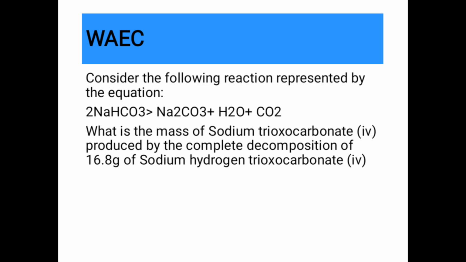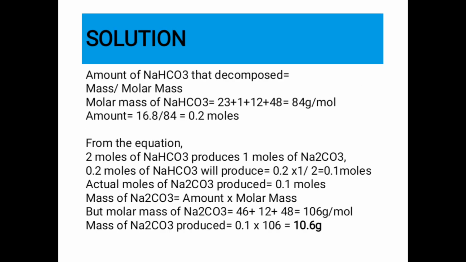So again, after writing and balancing the equation, they have done that for you. That's step 1 for you. You convert the mass to mole by saying mass over molar mass. That's 16.8 over 84. That's 0.2 moles.